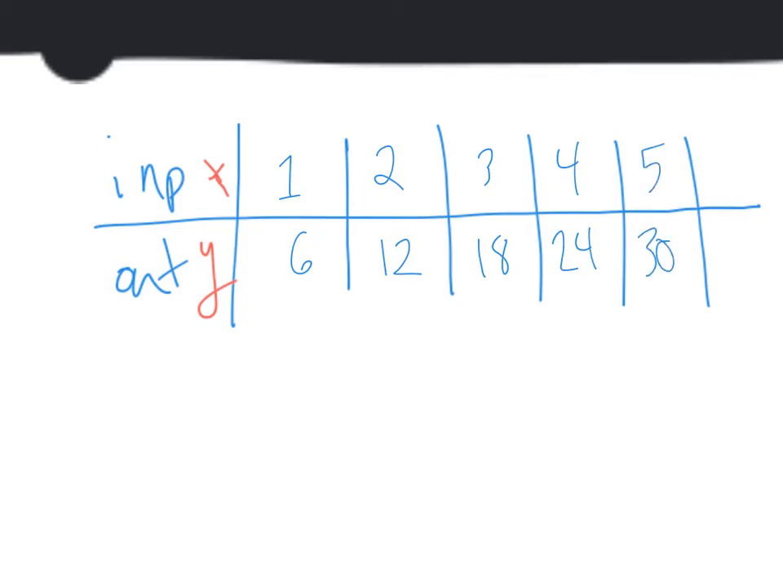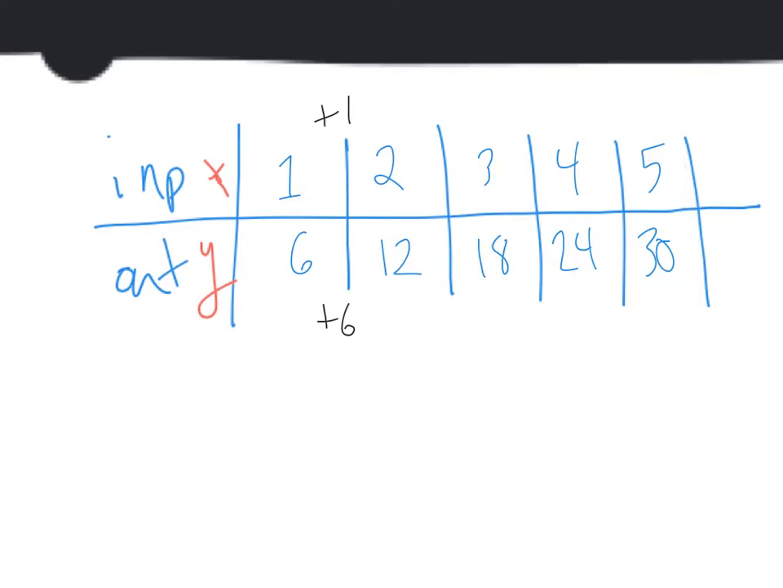So this is actually a geometric sequence because as we're increasing 1 here, we're increasing 6 here. Or you can think of it as we're multiplying by 6, right? 1 times 6 makes 6, 2 times 6 makes 12, 3 times 6 makes 18, 4 times 6 makes 24, 5 times 6 makes 30.